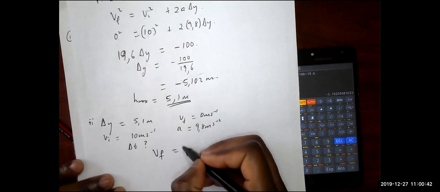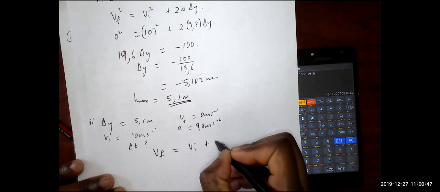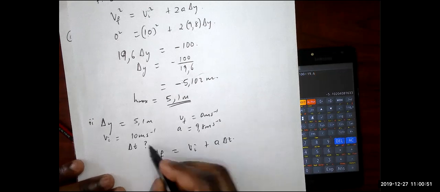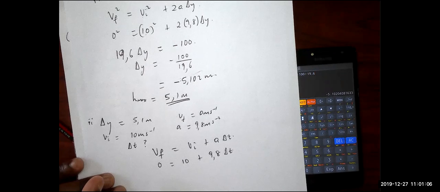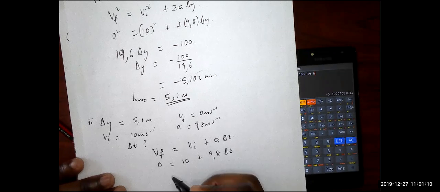Okay. So the first one here is going to be V final is equal to V initial plus a change in time. Now, what is our V final? It's 0. What is our V initial? It's 10. What is our acceleration? 9.8 change in time. That's what we have there. Is it correct? Yes, that's what we have there. Then what are we going to do here? Change in time. We want change in time.